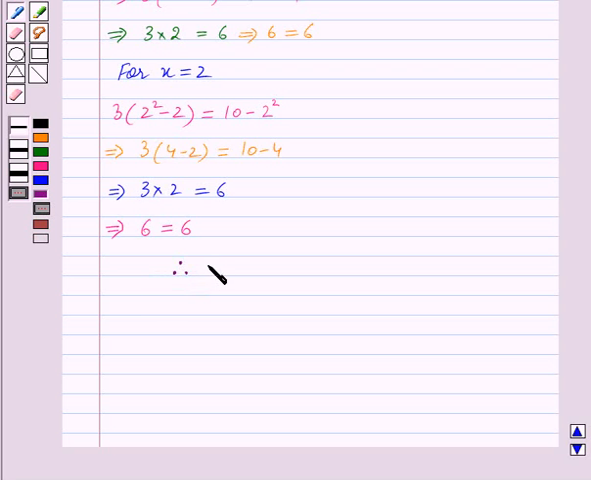Therefore, x is equal to 2 and x is equal to minus 2 is the answer for the given quadratic equation. With this, we end our session.